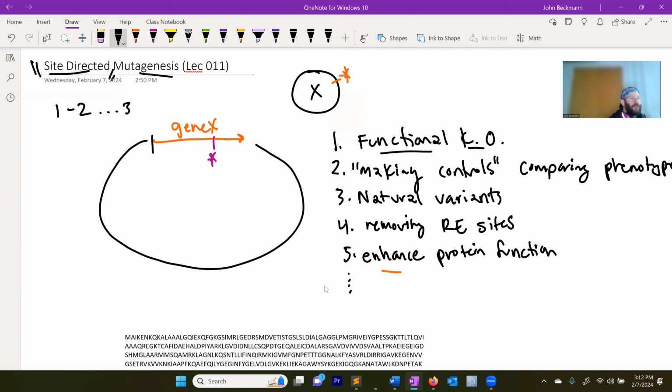It works very well for a one codon or even a one base pair change, right? But it doesn't work so well if you're trying to change a whole bunch of things. There's other methods to change larger structures. So remember this, I actually ask test questions like this.